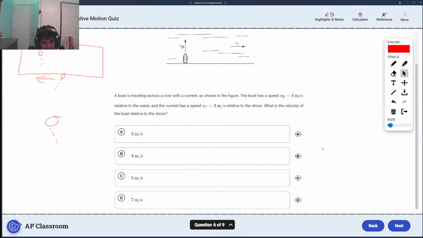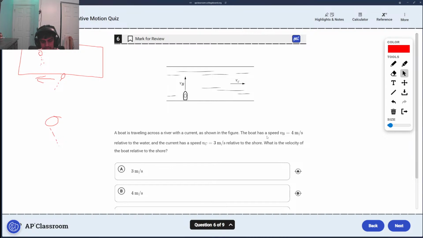A boat traveling across a river with current, as shown in the figure, has a speed relative to the water, and the current has a speed relative to the shore. So the velocity of the boat is 5. It's 5 because of the Pythagorean theorem. 4 squared plus 3 squared equals 5 squared. You drew the triangle wrong. Oh no, it's going that way. Yeah, you're right. Okay, so this is 5.